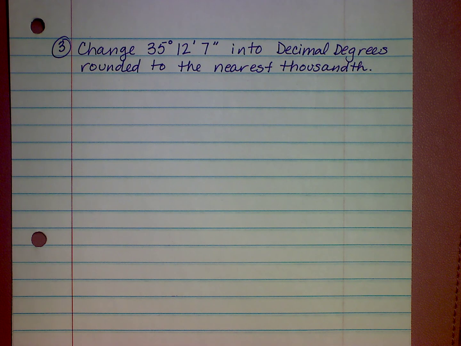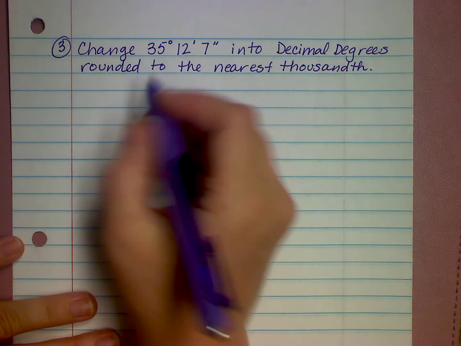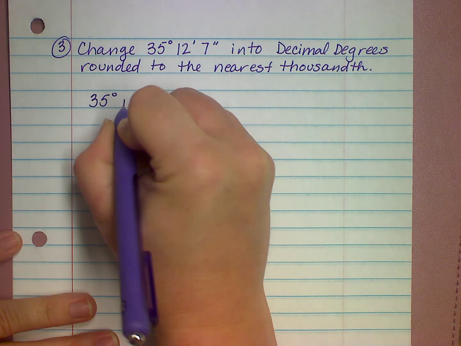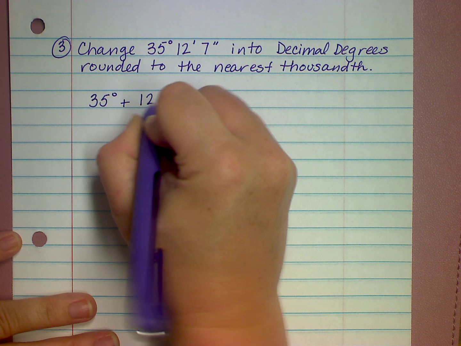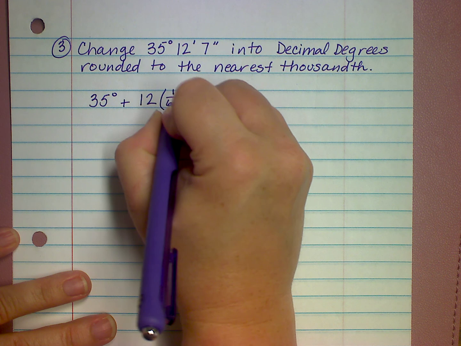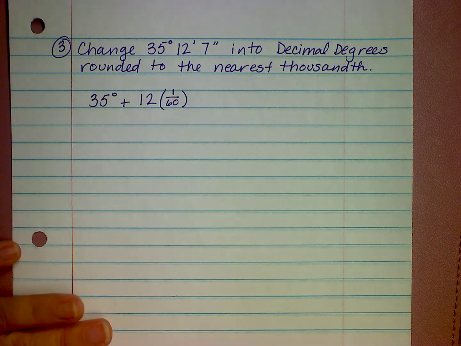Now, if we multiplied by 60 when we were going to the degrees, minutes, seconds, what should we do you think when we're going the other way? What's the opposite of multiplication? Division, right? Now, it's a little tricky, but I'm going to take my 35 degrees, and I'm going to take 12 minutes, and I'm going to multiply again, but I'm going to multiply by 1/60th, because that means the same as dividing by 60, right?